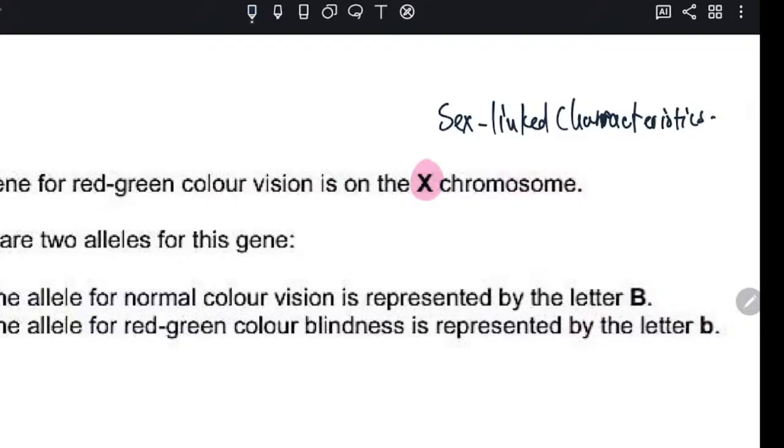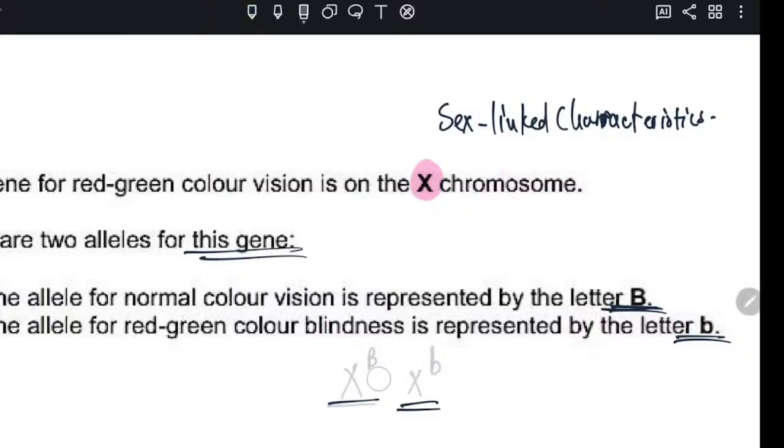So now, there are 2 alleles for this gene. The allele for normal color vision is big B. For less, it's small b. If it is on the X, then we would say X with big B and X with small b, because it's on the X chromosome. Once you talk about sex-linked, you put these letters on the chromosome where they are found. Are we together?